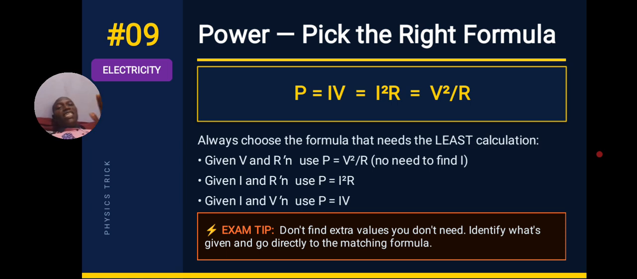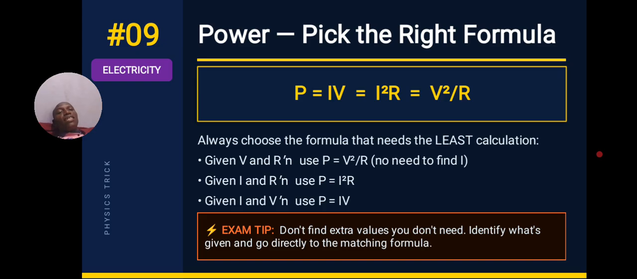Now, what if they did not give you voltage, but they give you current and resistance? Then use the second formula. That is, P is equal to I squared R. Now, what if they did not give you current, but they give voltage and resistance? Then use the third formula. Your formula will now become P is equal to V squared over R.